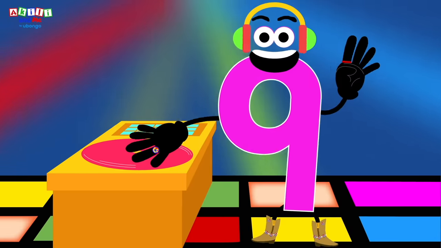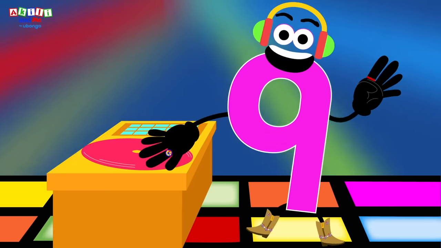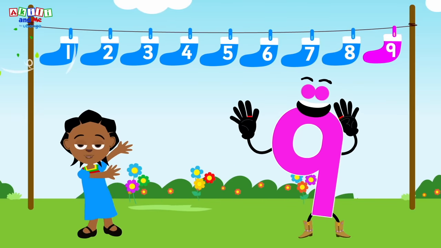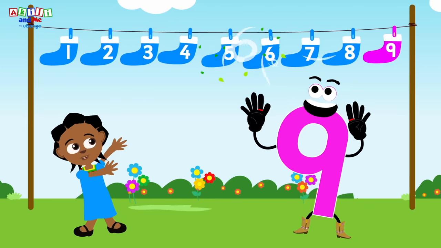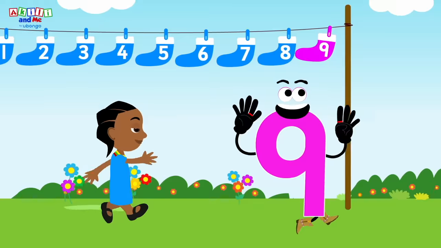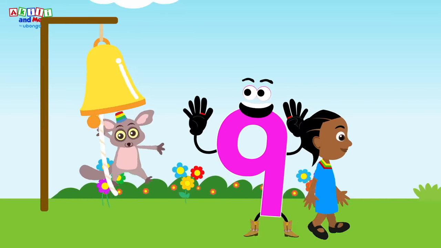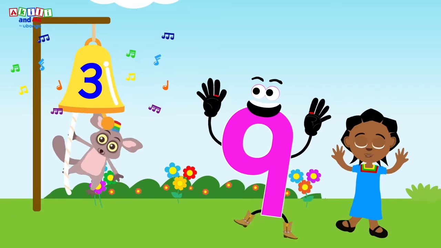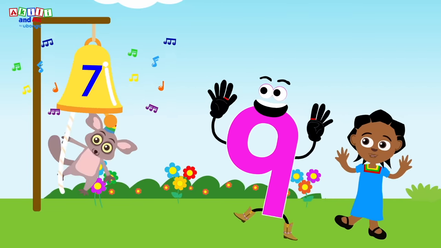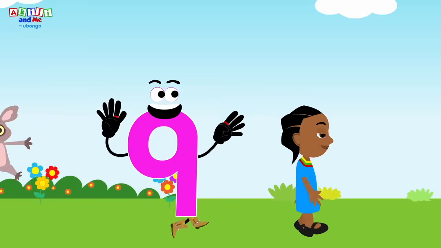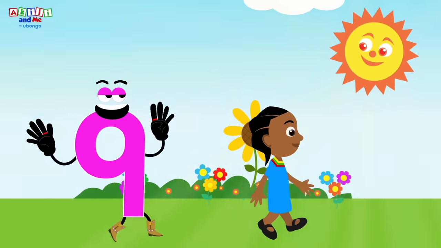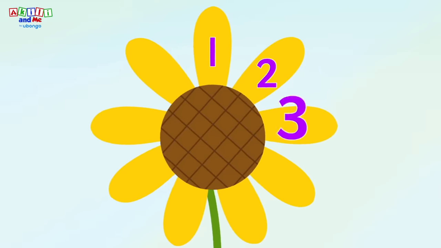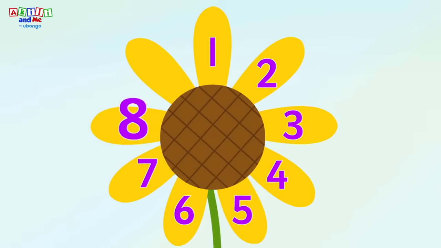Hey kids, it's time to rhyme with number 9. Yeah! Look at the socks hanging on the line. Let's count them, they are 9. 1, 2, 3, 4, 5, 6, 7, 8, 9. Yeah, listen, you can hear the bell chime. Hear it chime up to 9. Look at the flowers in the sunshine. Count the petals up to 9. 1, 2, 3, 4, 5, 6, 7, 8, 9.